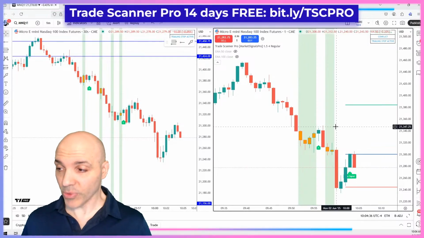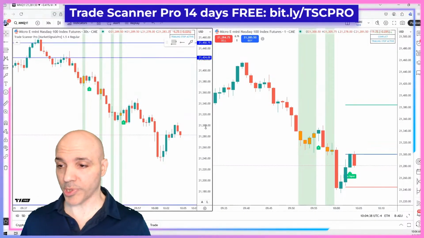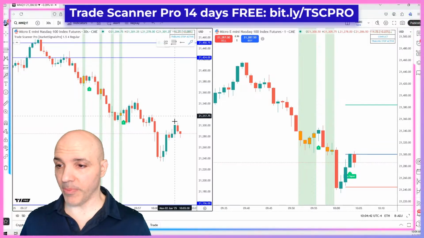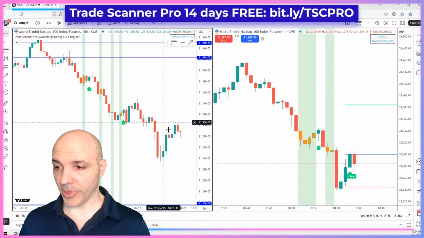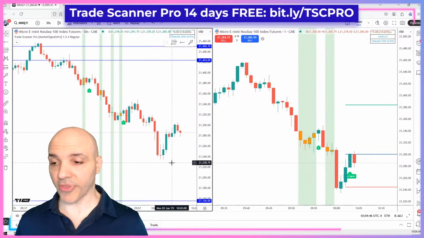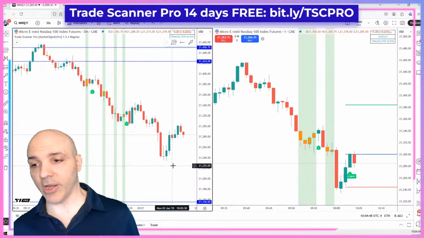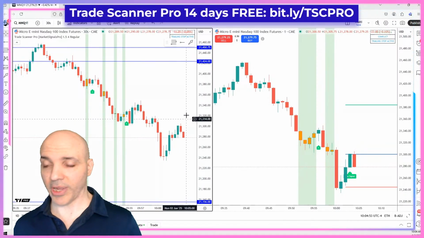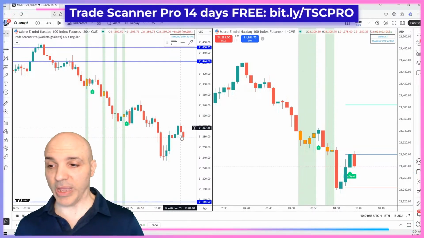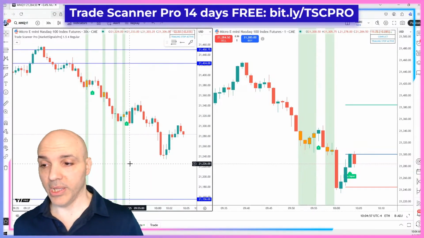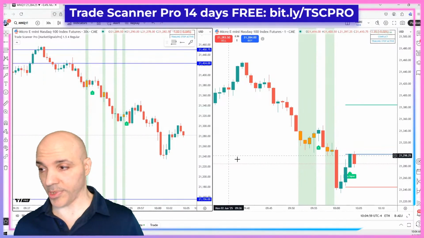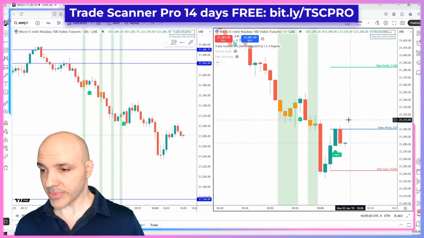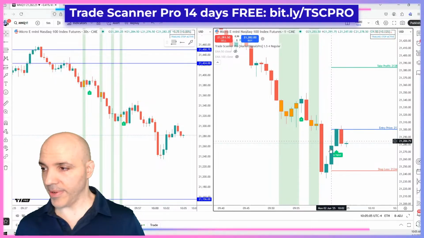Now, I really would like to see if we get a short signal because we haven't broken above this area yet. So this thing still may be weak. But here's the thing. The nice thing about the Trade Scanner Pro is I'm not sitting here guessing and saying, okay, I'm going to try the short side now. This may be premature. I don't know. That's why I wait for signals. That's the whole point of this. So let's see.